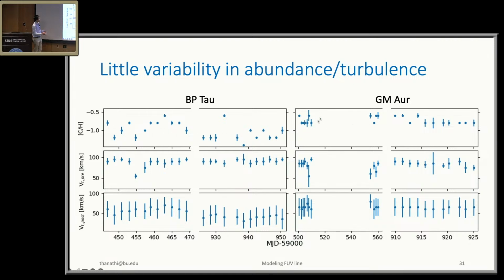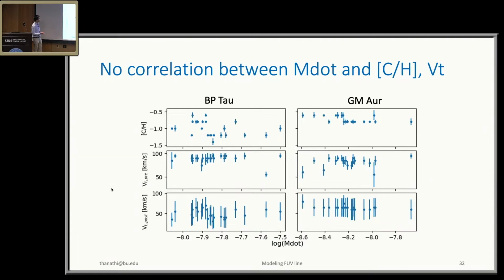GM Aur is a little less carbon depleted than BP Tau. Turbulence is stable. Post-shock turbulence is stable across two epochs. So this is year 1 and year 2, across the days and months. There's no correlation with M dot with everything else. The x-axis is the M dot and the y-axis is the model parameters here. So it's not like higher M dot, low abundance, or vice versa. It's just flat, well, mostly flat.